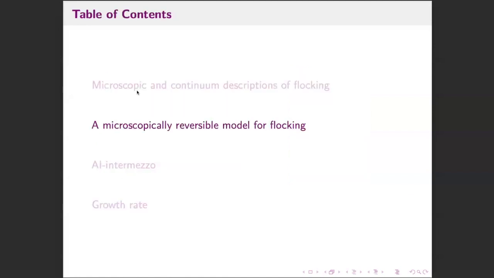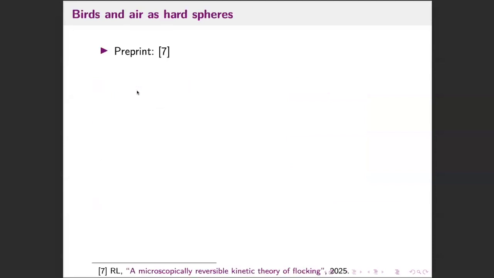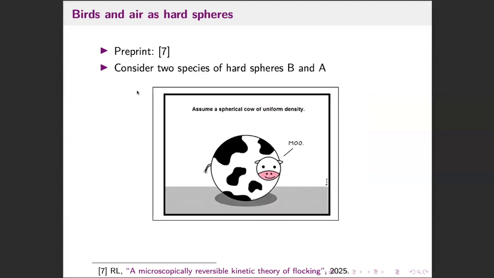So that's what I'll try to discuss today, and I'll formulate this microscopically reversible kinetic theory of flocking. The basic idea is we keep it very simple. In physics, there's this joke that you treat the cow as a sphere. We will treat birds as spheres, and we will also treat air as spheres.